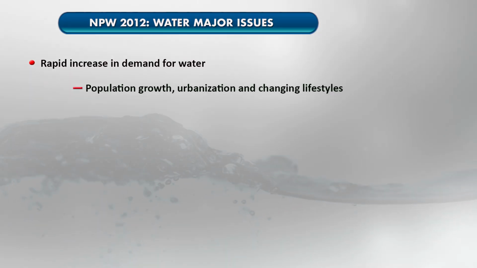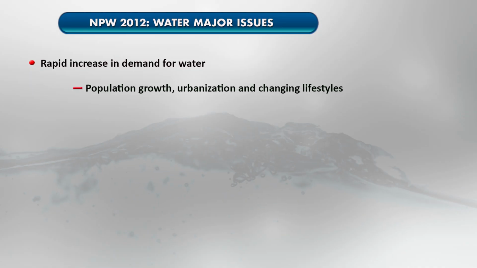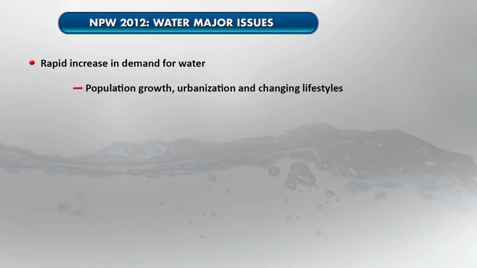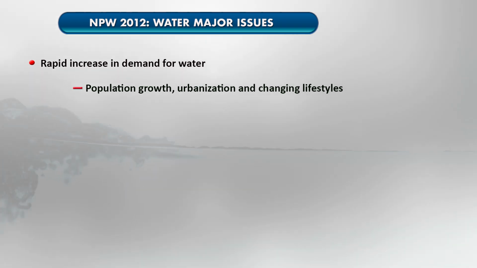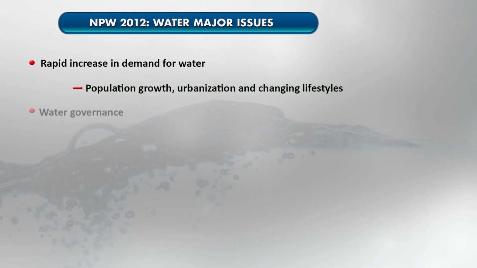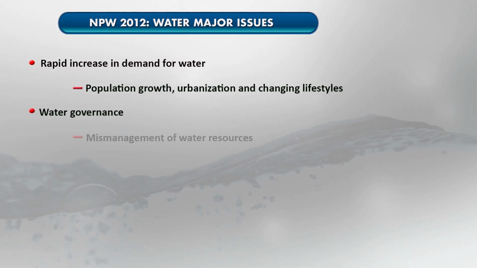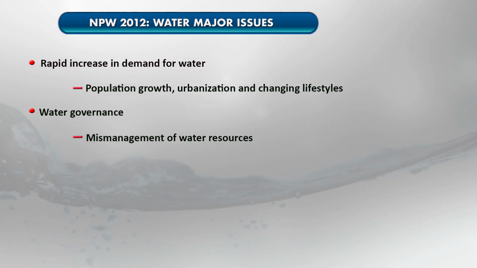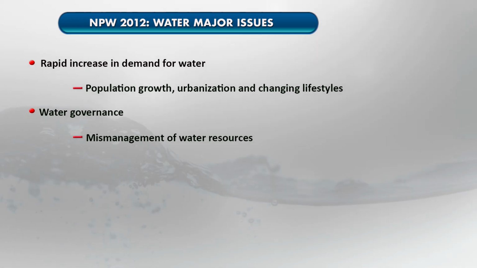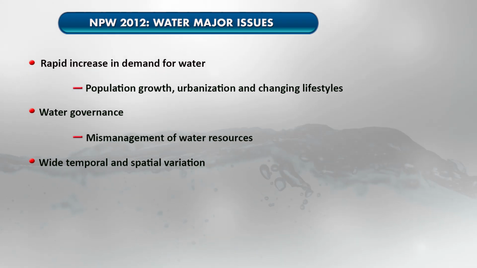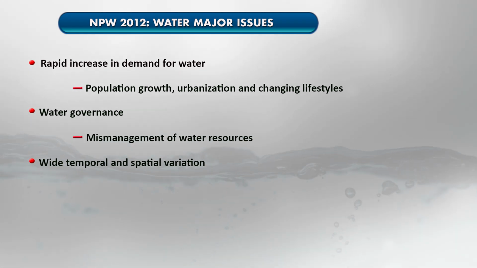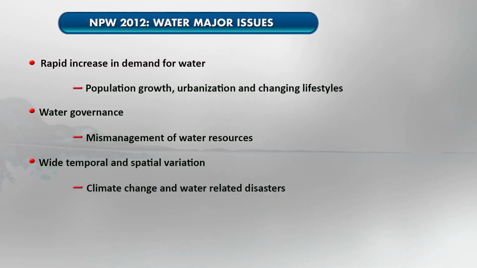And here basically the national water policy 2002 identified some issues in water utilization. They identified that there is a rapid increase in the demand for water due to population growth, urbanization, and changing lifestyles, and water governance is another important issue. There is a mismanagement of water resources. Whatever resources we have in the country, we are not able to manage them properly, and there are wide temporal and spatial variations in rainfall or precipitation, and particularly they are more now because of climate change, and water-related disaster is there in the country.